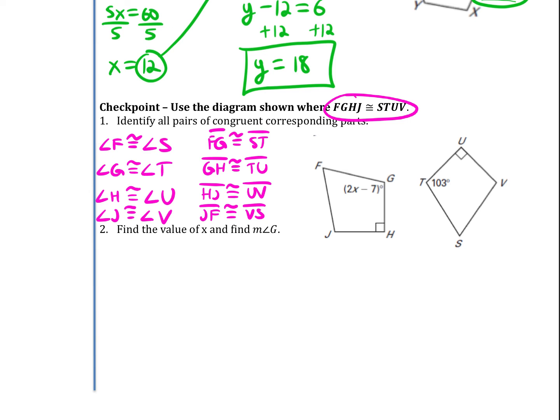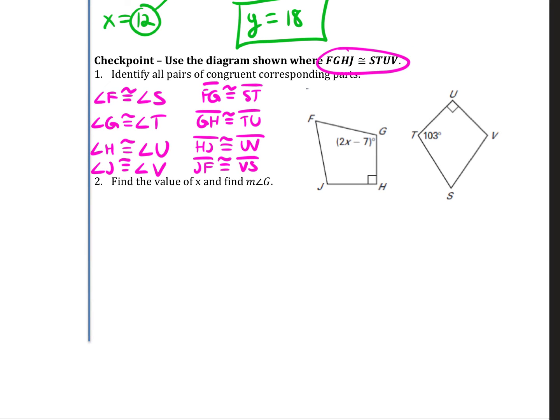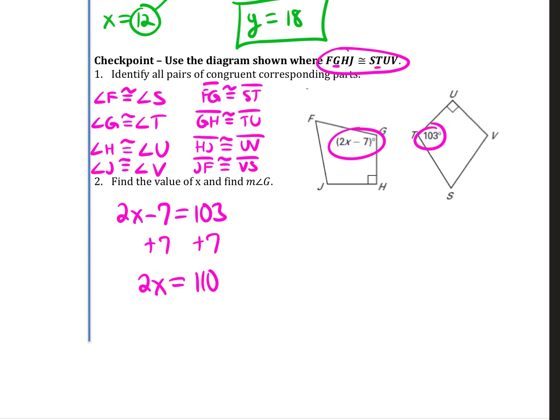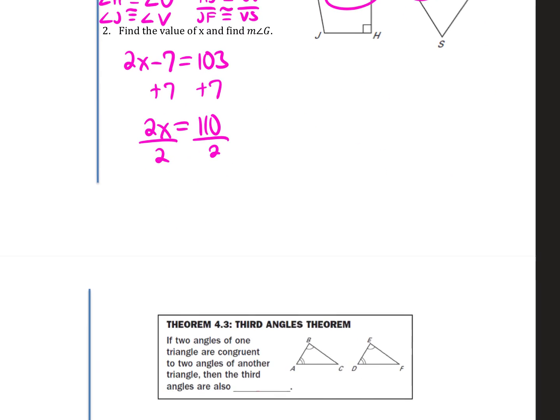Okay? All right. Now I got to find the value of x and find measure of angle G. All right. Well, G is this letter right here, and T is right here. So G and T are going to match up. So here's G, here's T. We can solve this by doing 2x minus 7 equals 103. Solve for x, add 7. 2x equals 110. Divided by 2. We get x equals 55.